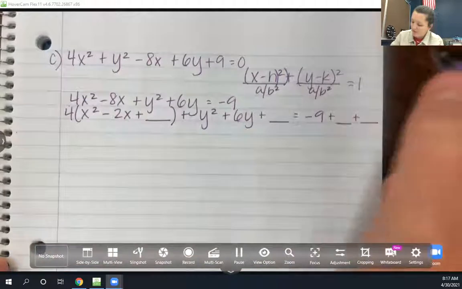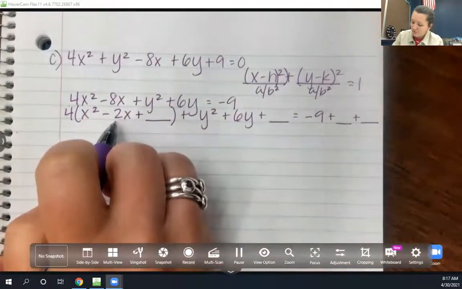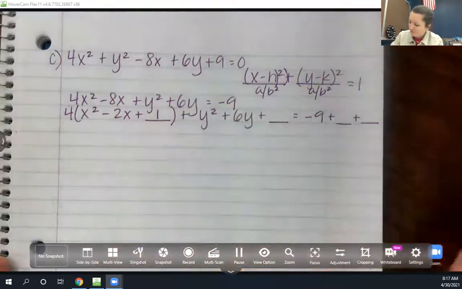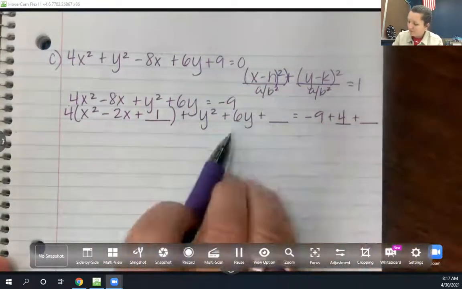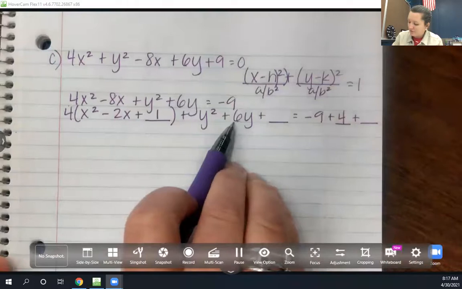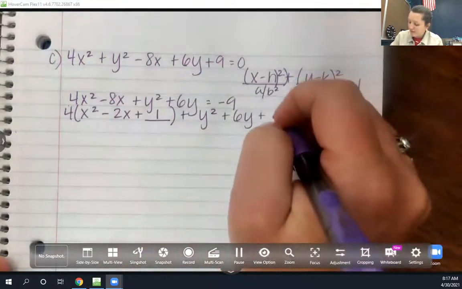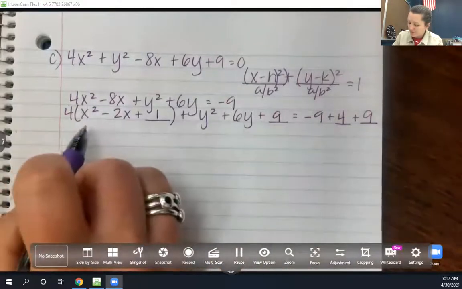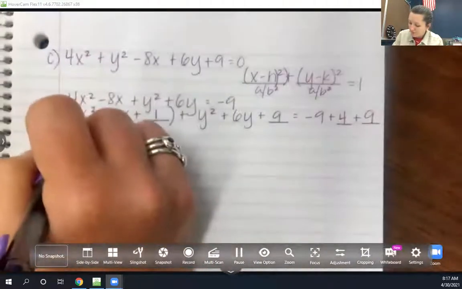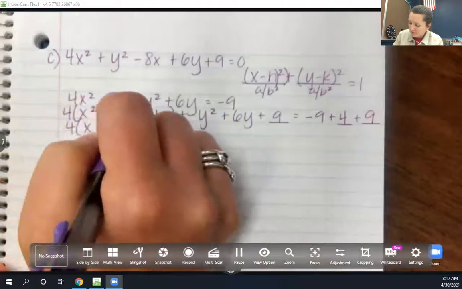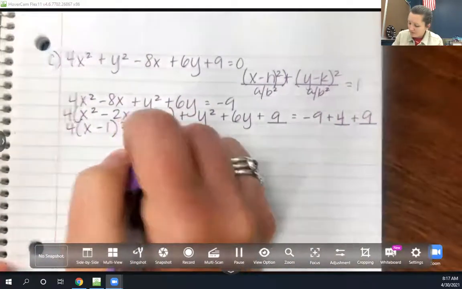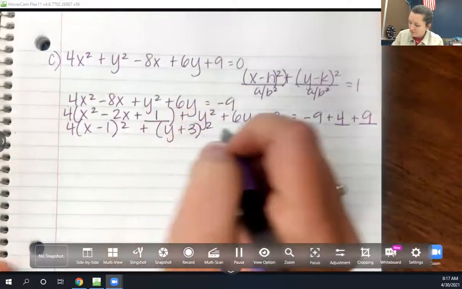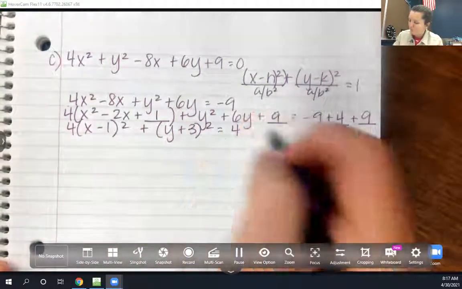So I'm going to do my b over 2. Negative 2 divided by 2 is negative 1 squared is 1. 1 times 4 is 4. And we'll do the same thing here, 6 divided by 2 squared. So that would be 9. I'm going to add 9 on the other side. All right, this is looking kind of pretty, isn't it? So we have 4 times x minus 1 squared, I skipped a step there, and y plus 3 squared equals 4.